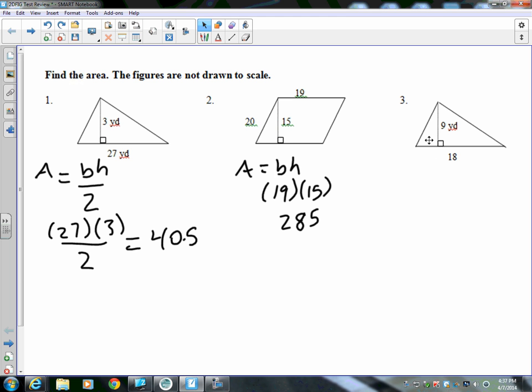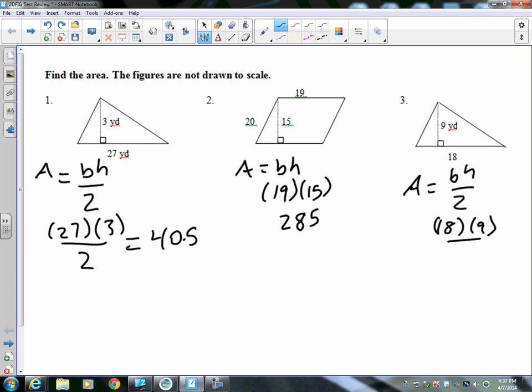Okay? Number three. Number three is also a triangle, just like number one. So the area is equal to base times height divided by 2. Base is 18. Height is 9. Divide that by 2. 18 times 9 divided by 2. Plug that in the calculator. You end up with 81. We have our three answers for the first three questions.